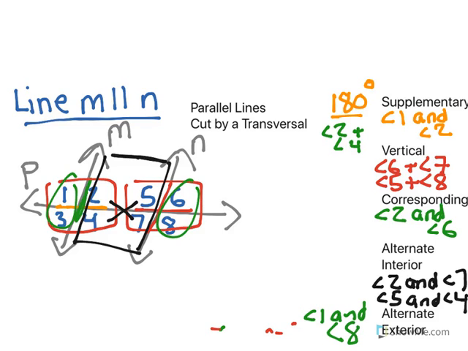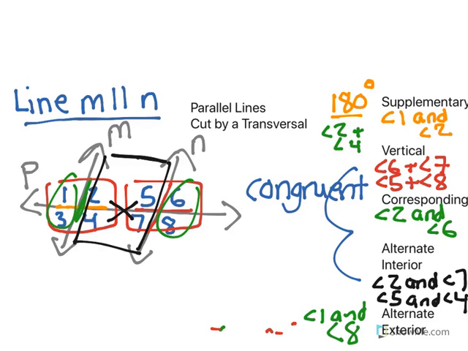Now, supplementary adds up to 180. We talked about that a lot at the beginning of this. The other four, vertical, corresponding, alternate interior, and alternate exterior, are all what we refer to as congruent. Congruent means that they have the same angle measure. So if one angle is 50 degrees, the other angle is going to be 50 degrees as well.